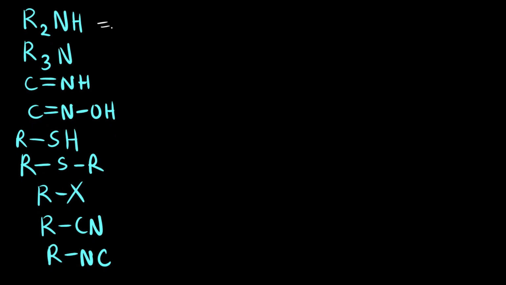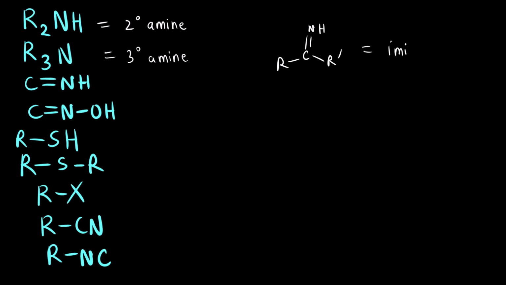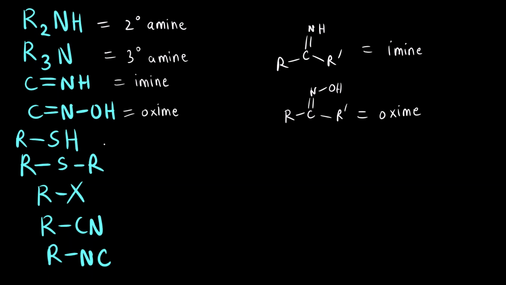So these are the next class of compounds. R2NH we saw just now, it is a secondary amine. What is R3N? R3N is a tertiary amine or 3-degree amine. And if in any compound R C double bond NH is present, this is called an imine. Double bond NH is called the imine functional group. And if double bond NOH is present in any compound, this is called an oxime. Double bond NOH is called oxime.